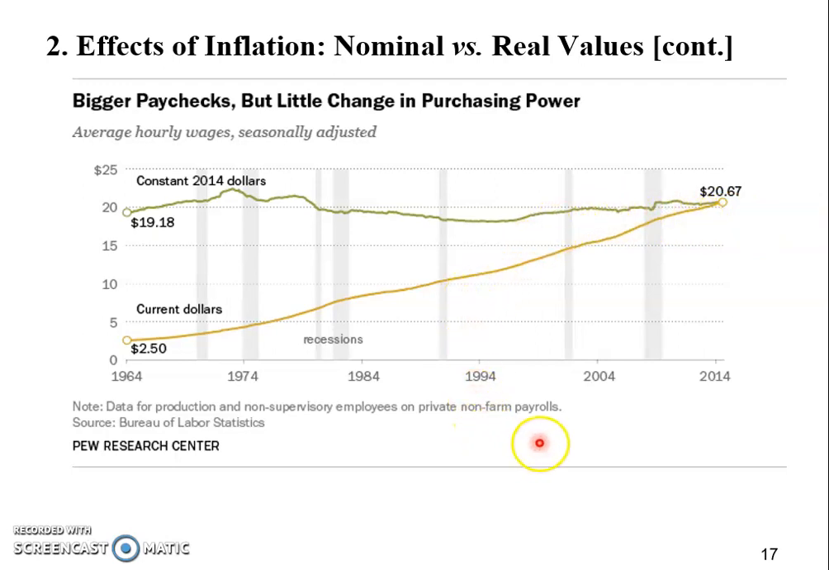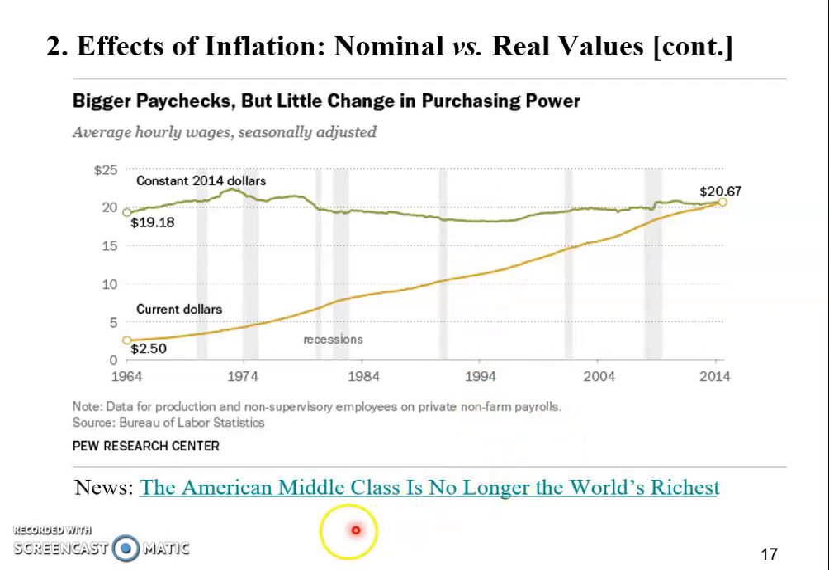Okay, so how is that? And that's why, if some of you pay attention to the news which came out several years ago, it says that the American middle class is no longer the world's richest. Okay, we used to be. Now the Canadian middle class makes more than Americans. Now here I would ask you to think about the minimum wage, how that affects our average wage.